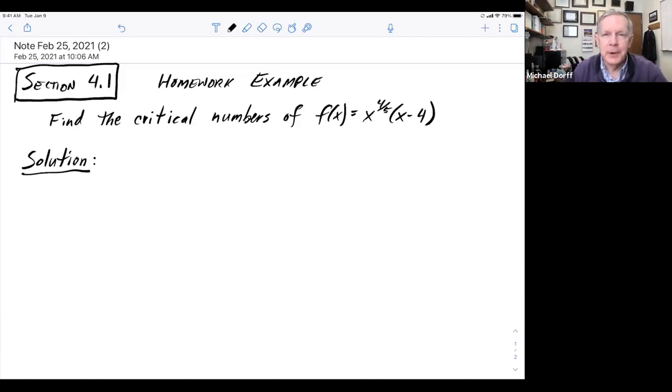We're in section 4.1 and we're looking at a homework example. In this one, we're supposed to find the critical numbers of a given function. So let's first review what is a critical number.